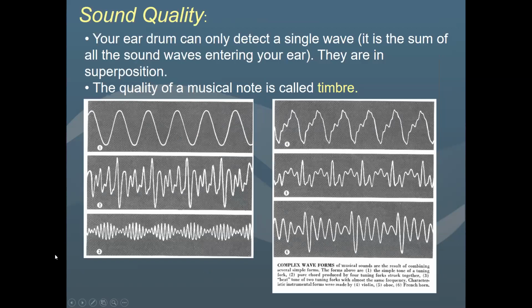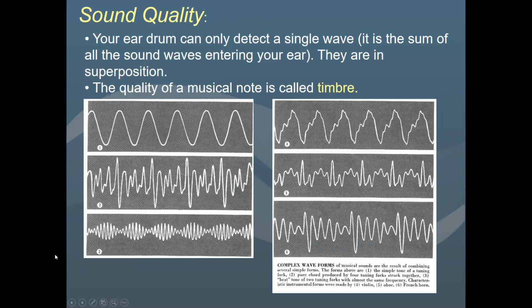Okay, so for sound quality, our eardrum can only detect a single wave. This wave would be the sum of all the sound waves entering your ear. These waves are in superposition. Remember, these are when waves combine to change their amplitude. Okay, so just in general, the quality of a music note is called the timbre.